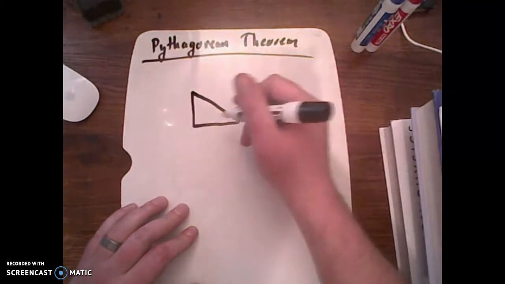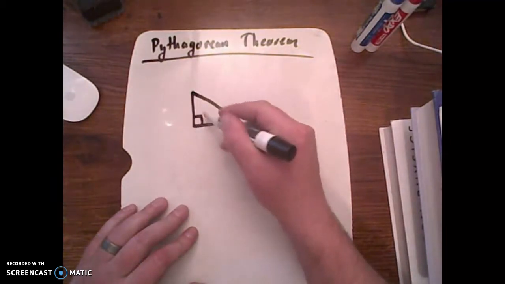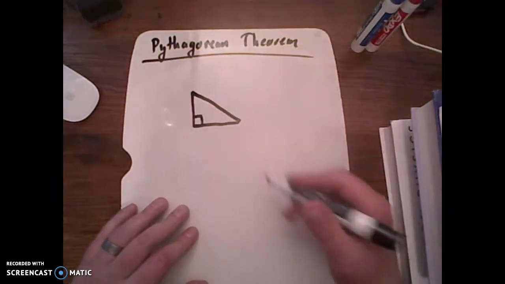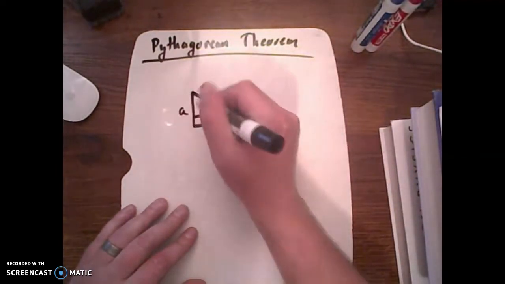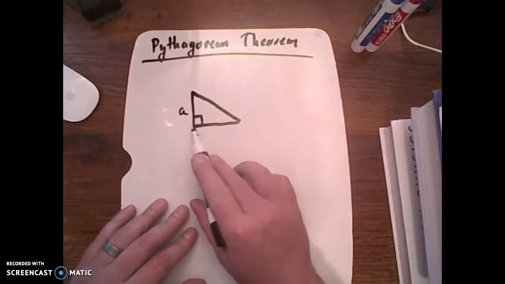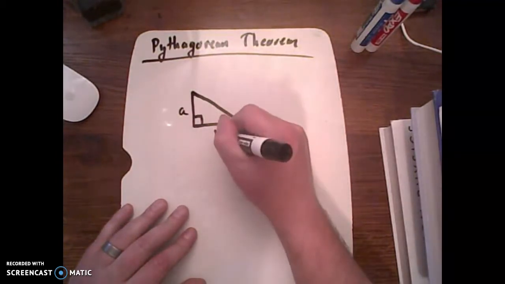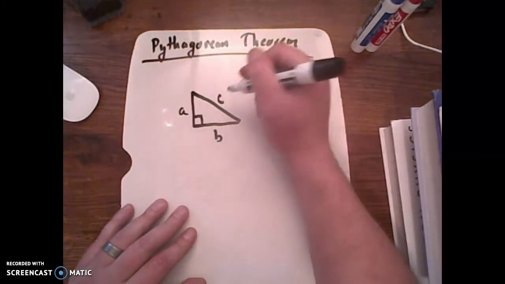So here I have a right triangle. That means that this angle right here would be 90 degrees. And let's label these three sides. So let's call this side here A, or the length of this side will be A. The length of this side will be B, and the length of the longest side will be C.